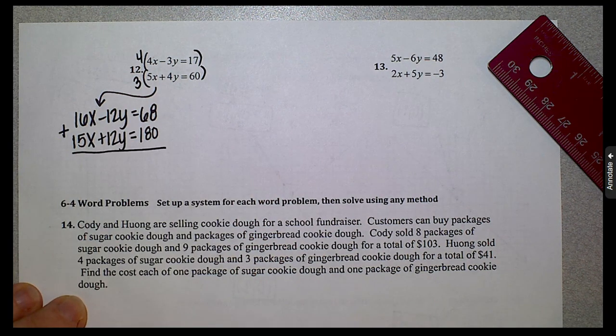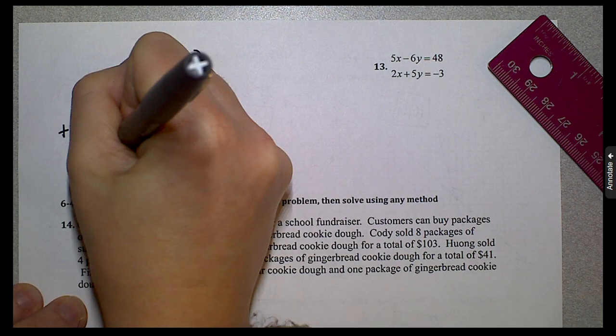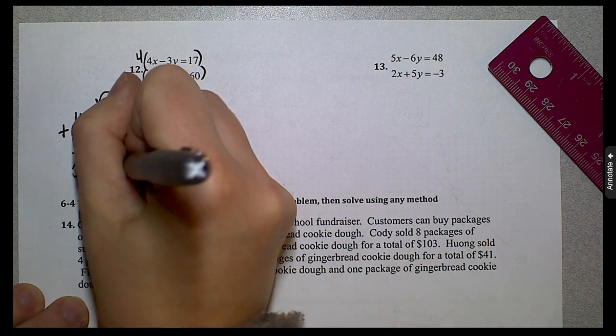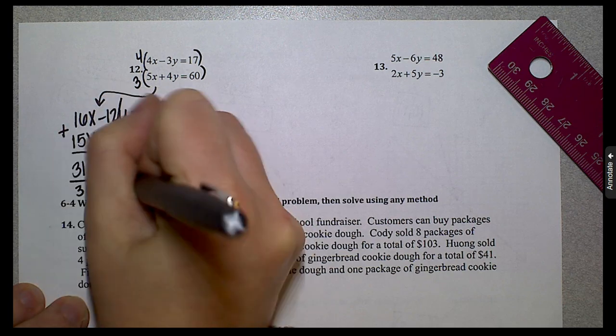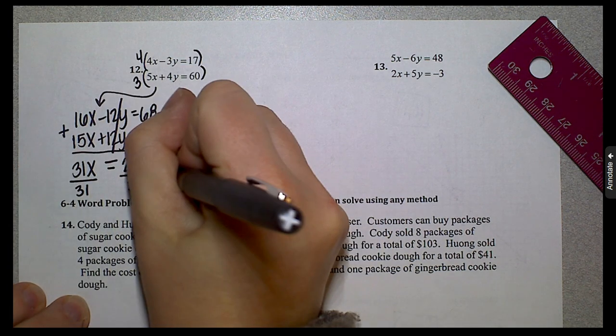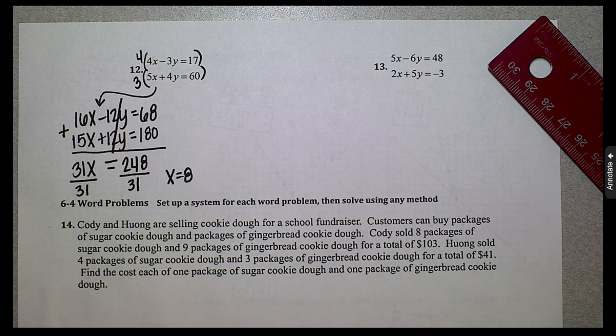Let's add those babies. 16 plus 15 is 31. Negative 12 plus 12 eliminates, which is always my main goal. And what's 68 plus 180? I have no clue, and I'm too lazy to figure it out. And it's 248. Okay. Let's divide by 31. Oh, delightful. The answer is 8. Okay. Once you get a nice number, I always feel better about myself. Okay. So we got 8.